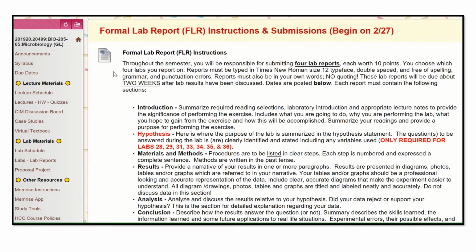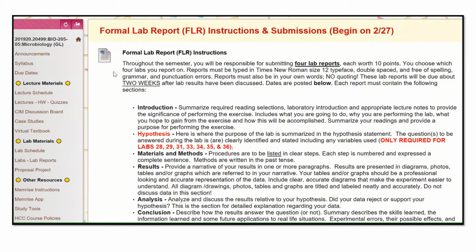Basically, each report is to be written to another student that will be able to use your report to understand why they did the lab, what steps to complete, and what results to look for. It will have an introduction, a materials and methods section, results, analysis, and conclusion, and some labs may have a hypothesis, but as you can see below in red, hypotheses are only for specific labs. So we'll start with the introduction.